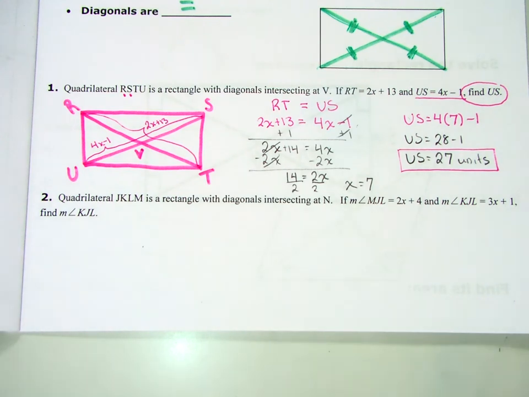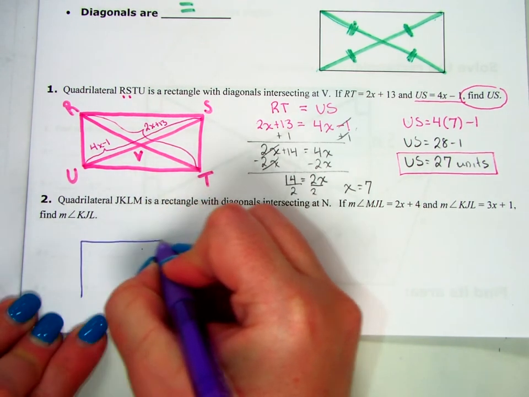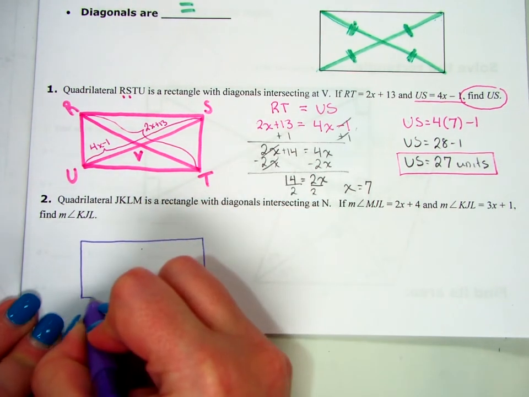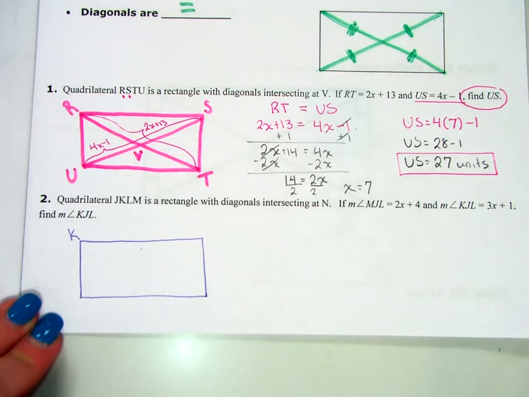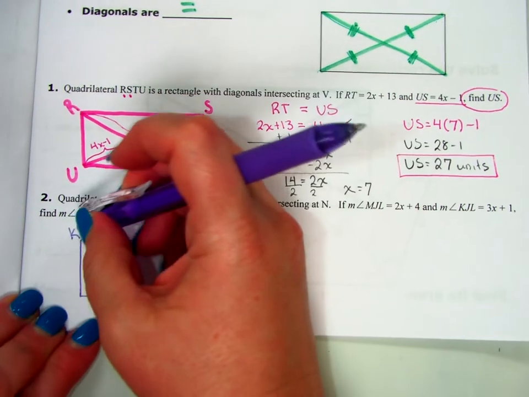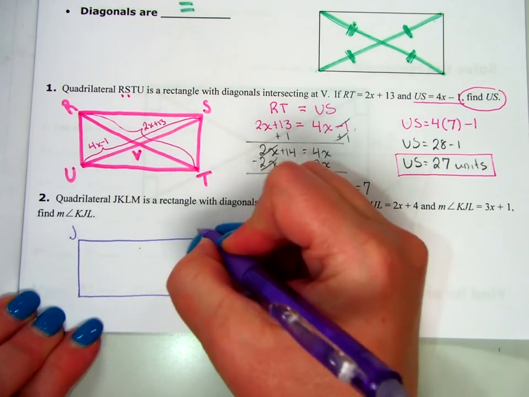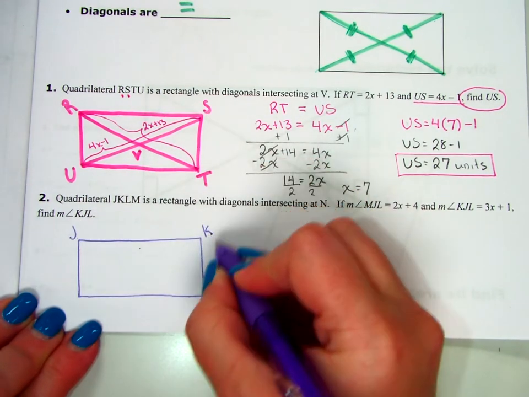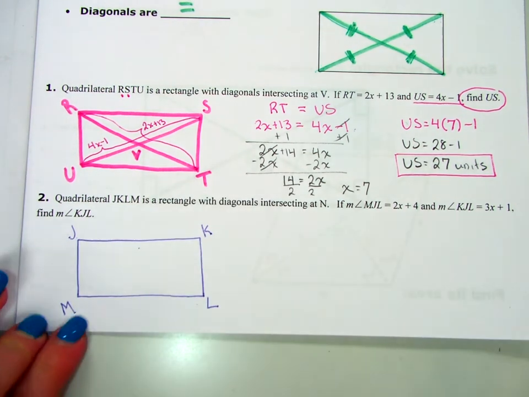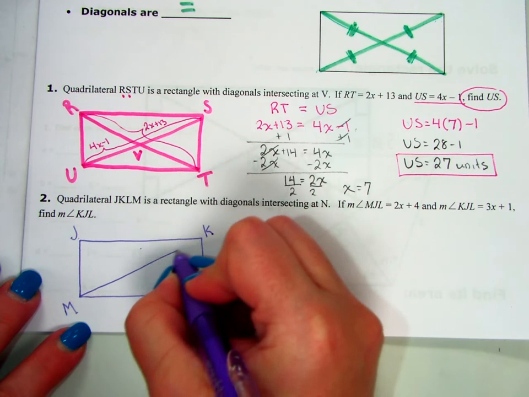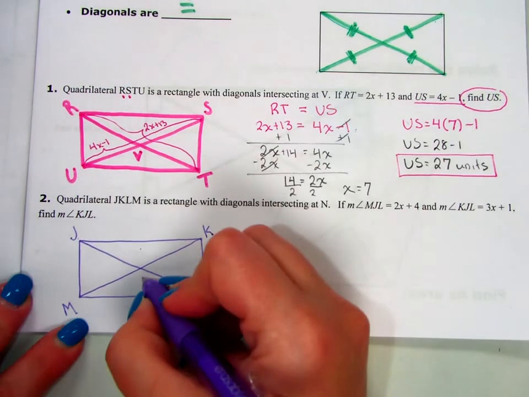Okay, so again, I'm going to sketch my rectangle. And I'm going to pick a corner to start in. I usually do the top left, and then I usually go clockwise. J, okay. JKLM, so JK, L cannot go diagonal, it has to go straight down. L, M. With diagonals intersecting at N. Diagonal, diagonal, intersecting at N.